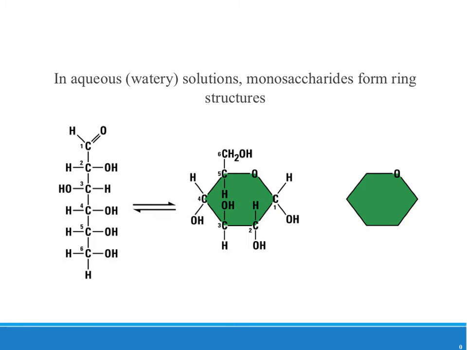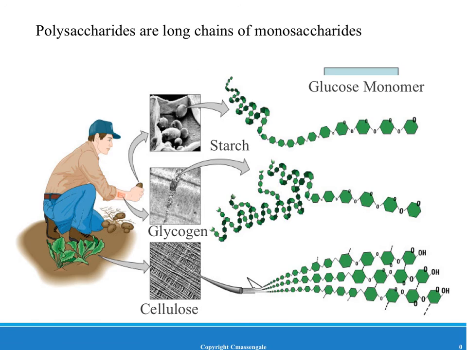In aqueous or watery solutions in our cells, remember our bodies are about 3/4 water, these monosaccharides actually form ring structures, which is why you see them often drawn as a 6-sided hexagon or possibly a 5-sided pentagon, since ribose and fructose make 5-sided circles. So this double arrow just tells you that it can go back and forth, but in reality, since our bodies are pretty aqueous, these monosaccharides will be found in this ring shape.